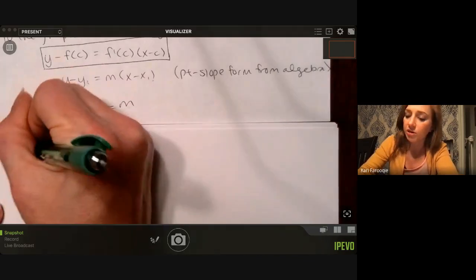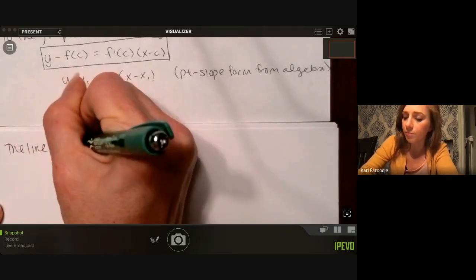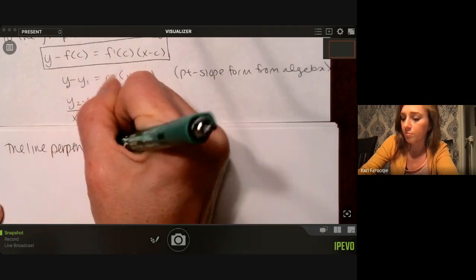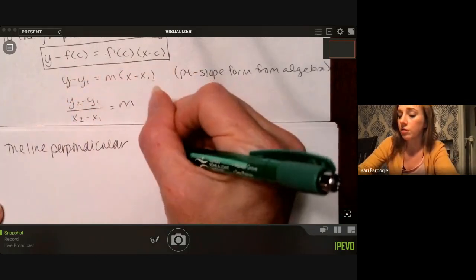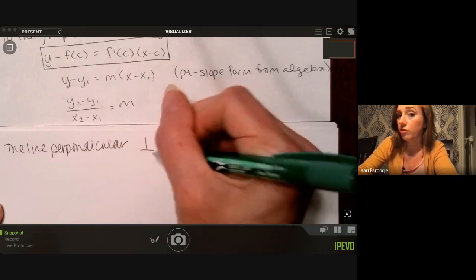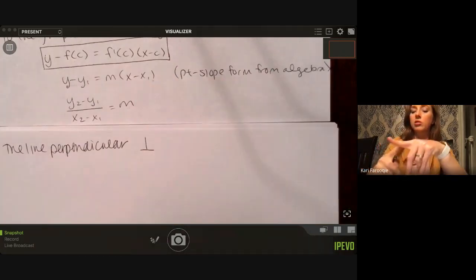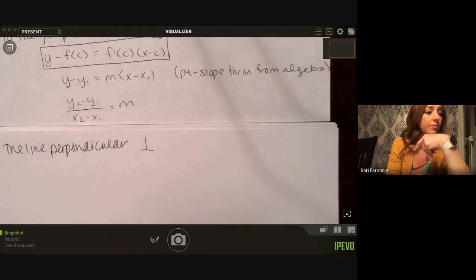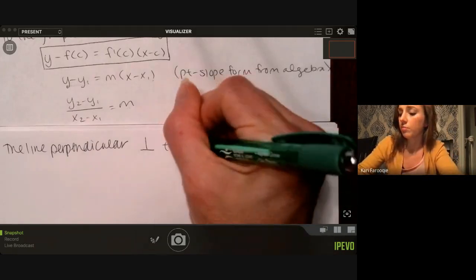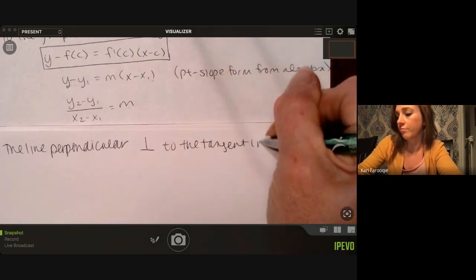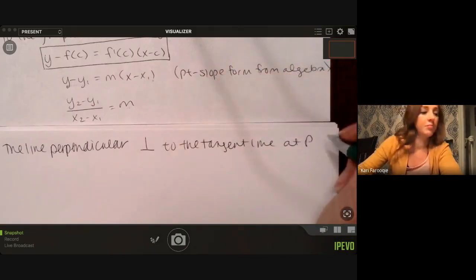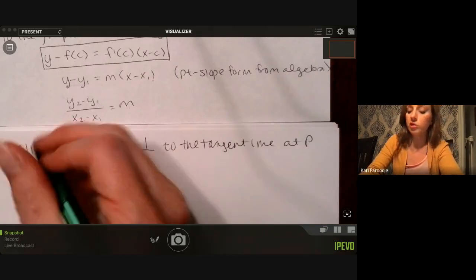The line perpendicular. So we remember what perpendicular is, right? Usually you see this symbol for perpendicular. Perpendicular is hitting at that 90-degree angle. The line perpendicular to the tangent line at P is called the normal line.